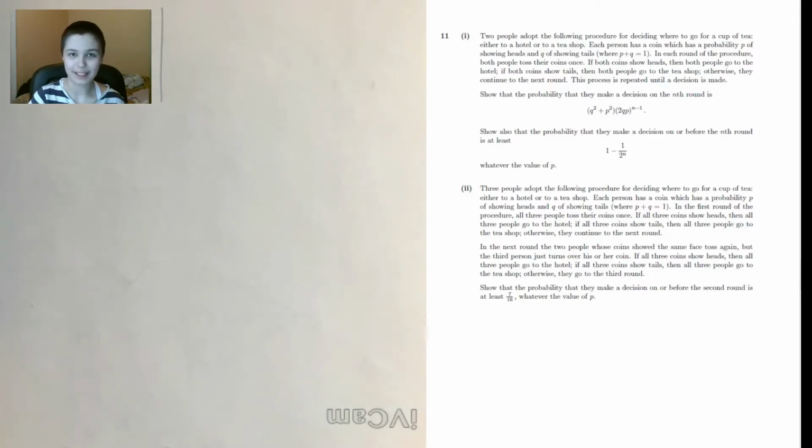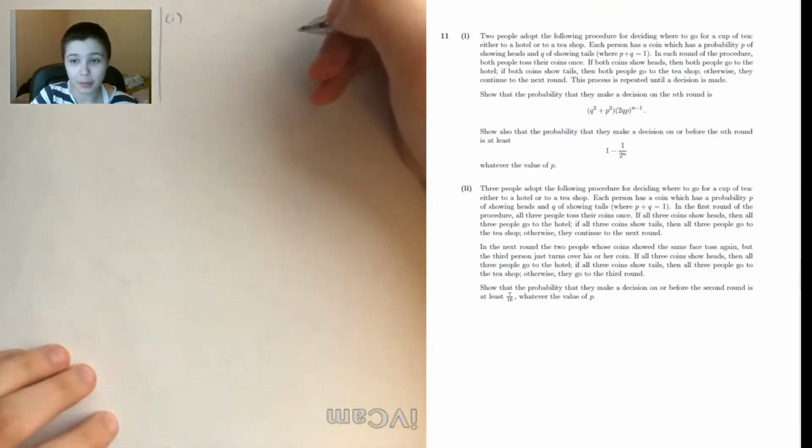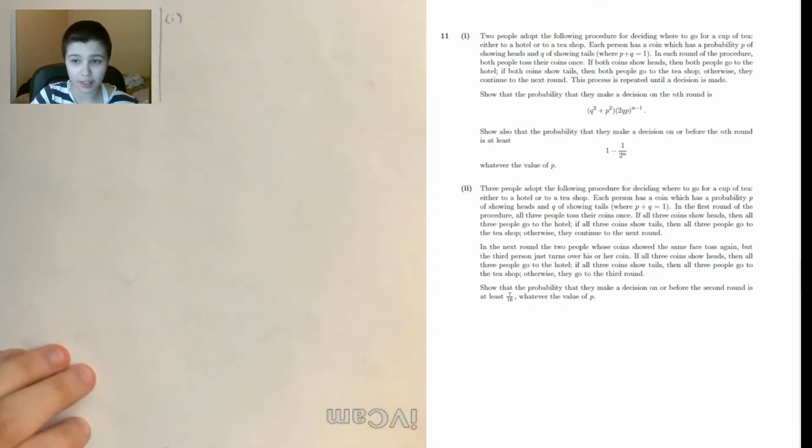Today I'm going to be going over 2019 Step 1 question 11. So, starting straight away, show that the probability that they make a decision on the nth round is q squared plus p squared times (2pq) to the n minus 1.